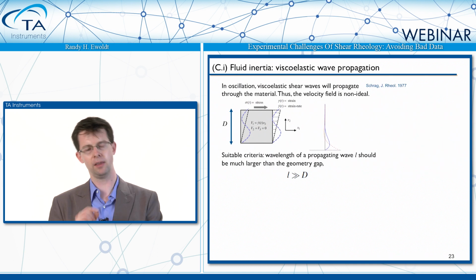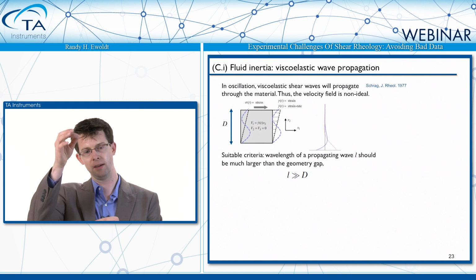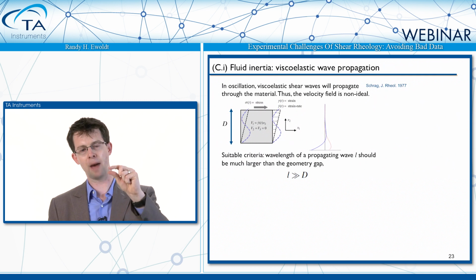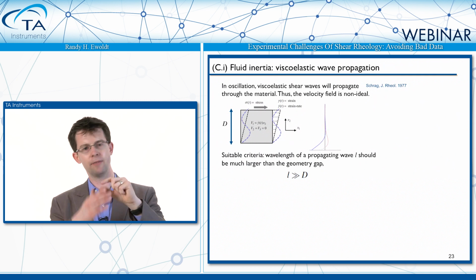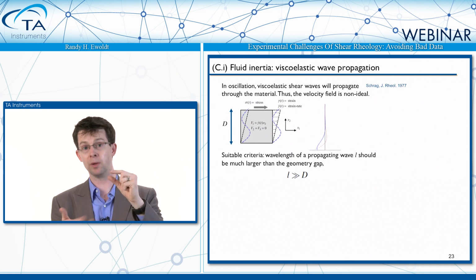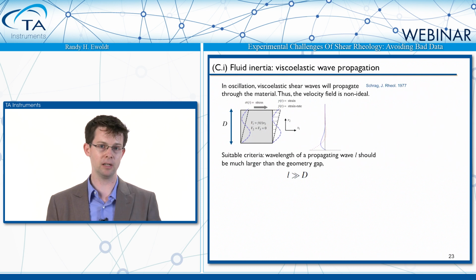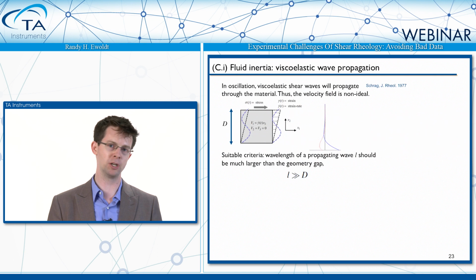If the wavelength of that oscillating wave is very big, compared to the diameter or the gap of our measurement instrument, we can never see the wave, and it just looks like what we would ideally expect. So there's the limit given in the inequality equation, that L, the wavelength, must be much, much bigger than our measurement gap.